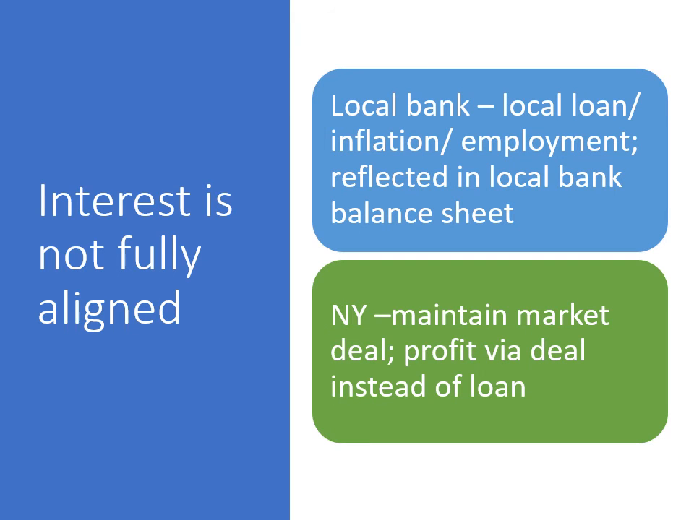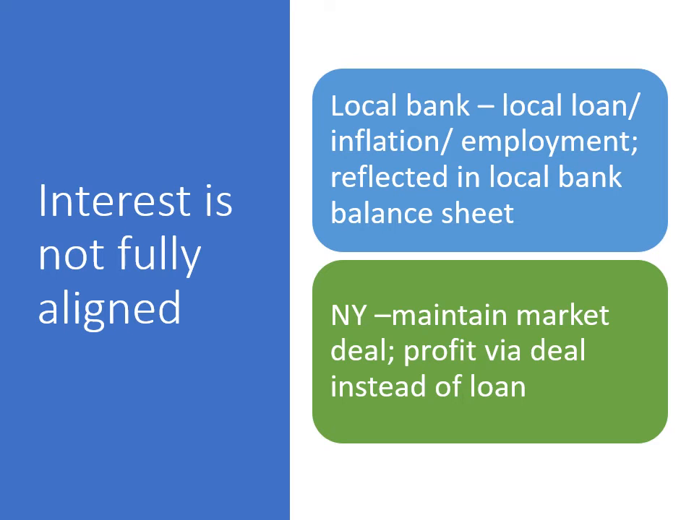The next critical detail that I would like to share with you is that the interests of those 12 Federal Reserve Banks are not fully aligned. To start with, for the local banks apart from New York, it is not hard to imagine that their interests and profits come from local bank loans. They are directly affected by local inflation and employment status, and all these factors are reflected in the local bank balance sheet, including the bad debt ratio and provisional losses.